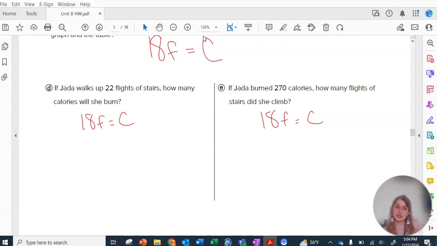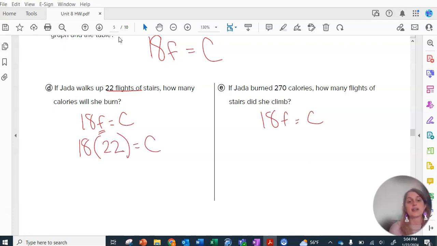Now the number that's in part D, the 22, and the number that's in part E, the 270, I need to be careful and correctly identify, is that my calories? Is that my flights of stairs? Because if I plug that in the wrong spot, I'm going to get the wrong answer. So this is 22 flights. That means that I'm going to replace, or as we call it in math, substitute this variable F with the number of flights I now know it is.